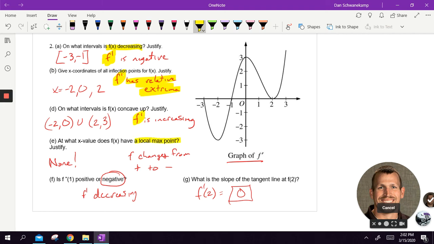Local maximum is when F prime changes from positive to negative. Well, F prime never changes from positive to negative. Here it changes from positive to more positive, but there's really no relative maximum here. This would be a maximum and that would be a maximum, but it would not be a local maximum. And so we're not including them there. What is F double prime? Well, we're going to look at slope of F prime. F prime is decreasing, therefore it's negative. And then what is the slope of the tangent line at F of 2? This is a graph of slope because it is F prime, so it would be 0.